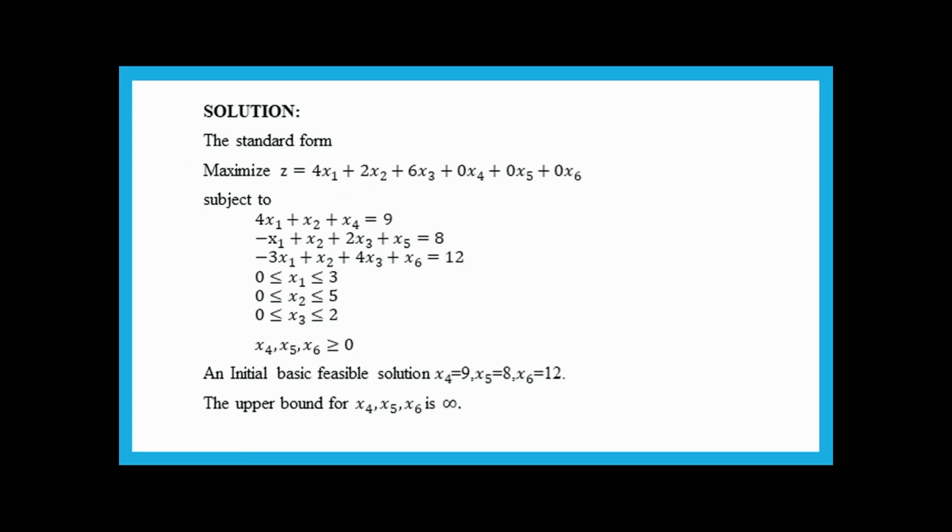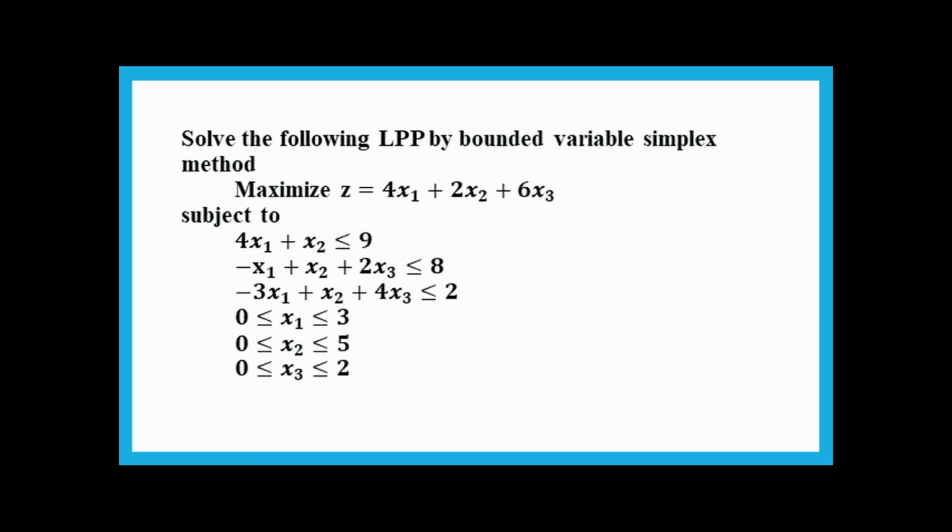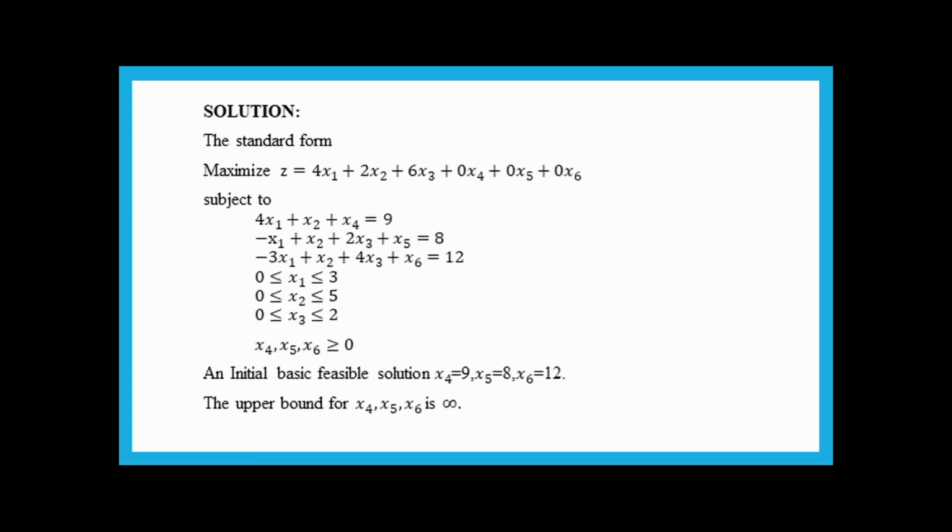Maximize z equals 4x1 plus 2x2 plus 6x3, and here the constraints are less than or equal to type, so we can add the slack variables: plus 0x4 plus 0x5 plus 0x6, subject to 4x1 plus x2 plus x4 equals 9, minus x1 plus x2 plus 2x3 plus x5 equals 8, minus 3x1 plus x2 plus 4x3 plus x6 equals 12. The non-negative constraints are 0 less than or equal to x1 less than or equal to 3, 0 less than or equal to x2 less than or equal to 5, 0 less than or equal to x3 less than or equal to 2. The slack variables are greater than or equal to 0: x4, x5, x6 greater than or equal to 0.